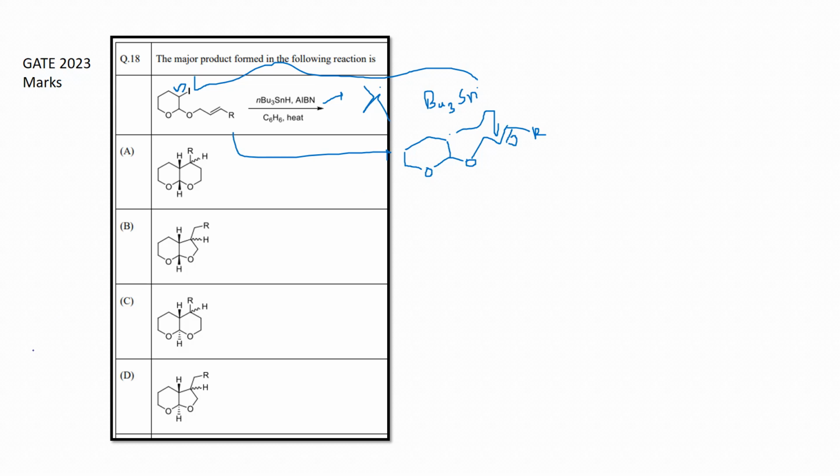Now you all know that in a radical reaction, chain addition will always take place. So it will be one of the products from A and B. 5-member ring formation is always favorable over 6-member ring. So our desired product will be option B.